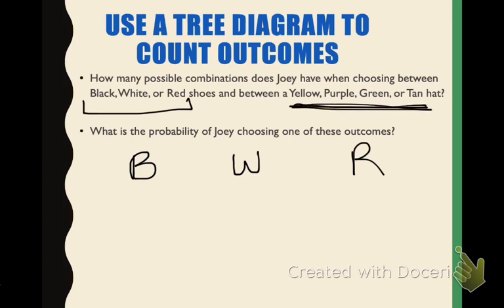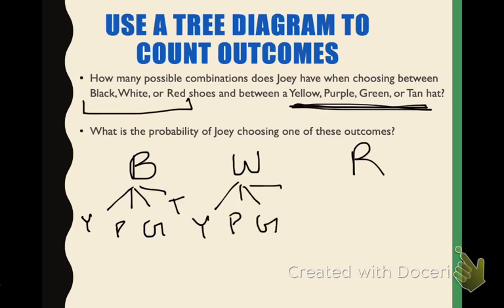From there, all right, if he chooses a black shoe, he has four options of hats: yellow, purple, green, or tan. Okay. And if he chooses a white shoe, he also has four options. He has a yellow hat, a purple hat, a green hat, or a tan hat, and you should see where this is going. If he chooses red shoe out of his closet, he can still choose a yellow hat, a purple hat, a green hat, or a tan hat.